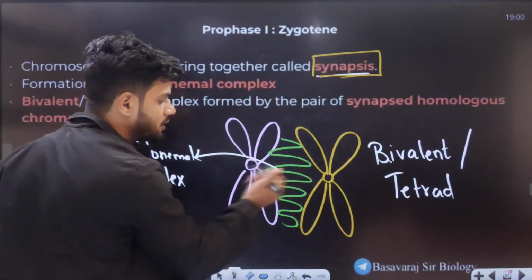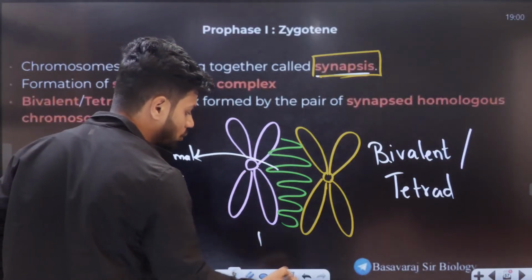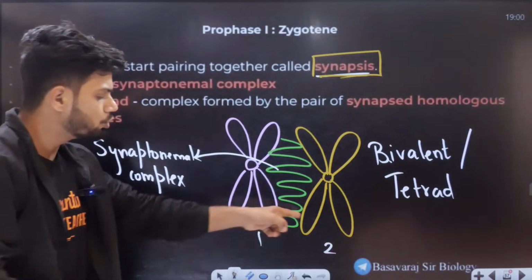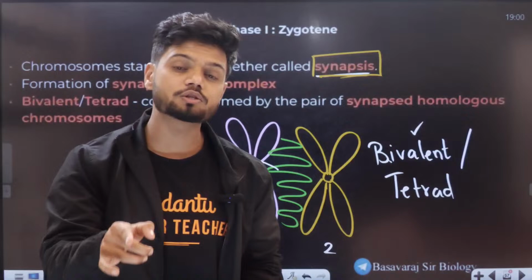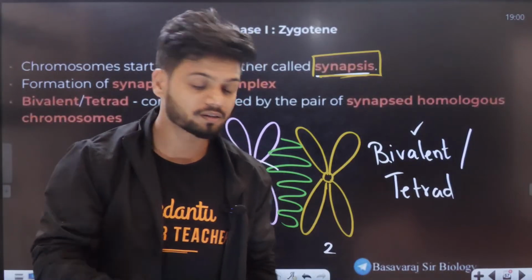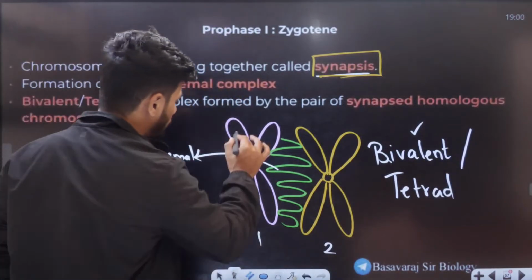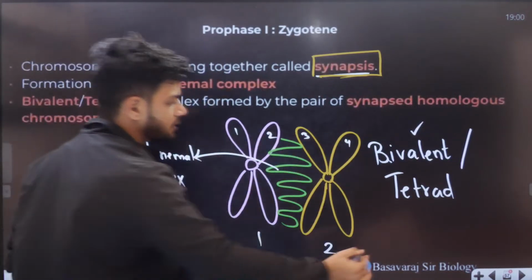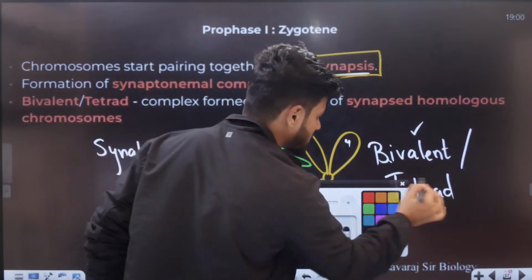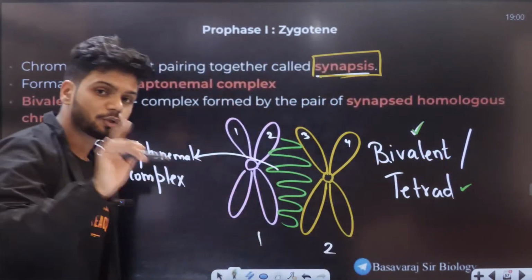How many chromosomes? Tell me, students. One chromosome, second chromosome. So two chromosomes, bivalent stage. The same stage is also called the tetrad stage. Why? How many chromatids? Tell me. 1, 2, 3, 4. 4 chromatids. It is called the tetrad stage. Tetrad. Now listen to me very carefully.